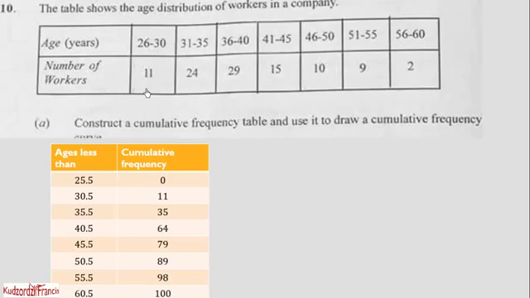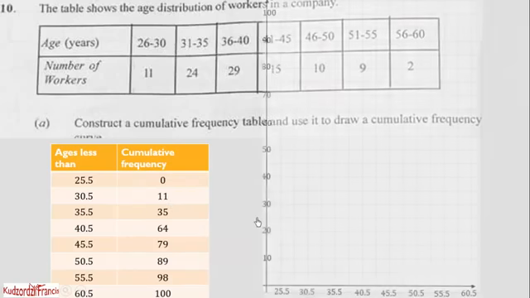11 plus 24 plus 29 plus 15 plus 10 plus 9 plus 2, that will be 100. So it means the cumulative frequency is correct. So we are going to plot these two. We are going to plot the ages less than against the cumulative frequency.